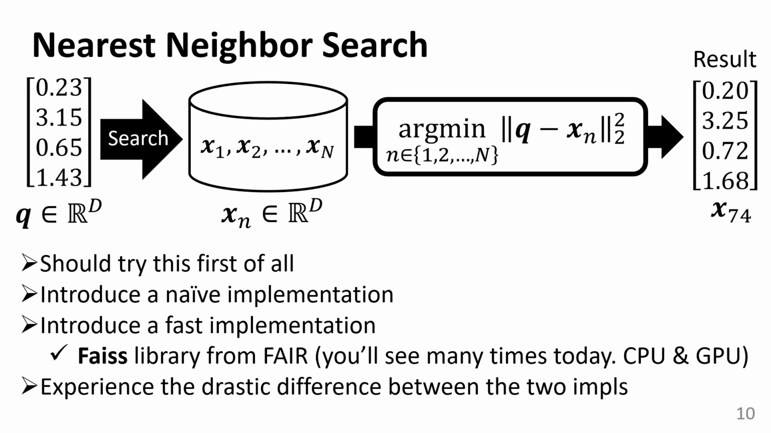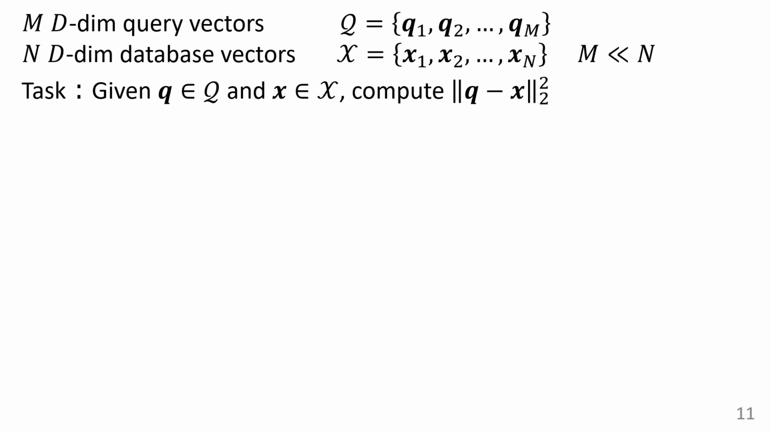Okay. So this is the problem. Let's say we have M d-dimensional query vectors, q equals q1 to qM. In this talk, we suppose that there are many query vectors, and there are N d-dimensional database vectors, x1 to xN, where N is much larger than M. Our task here is, given query vectors and database vectors, to compute a distance function. Here our distance is a squared Euclidean distance, for example.